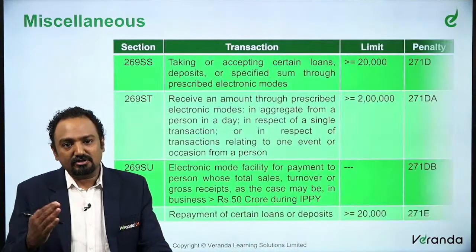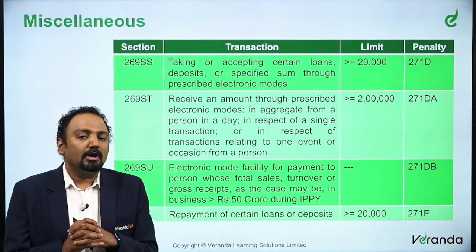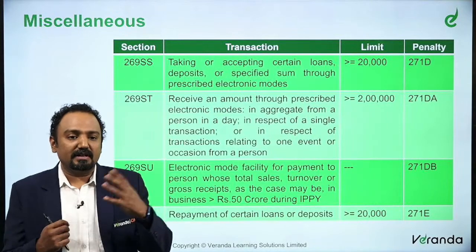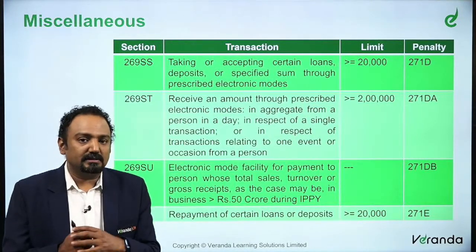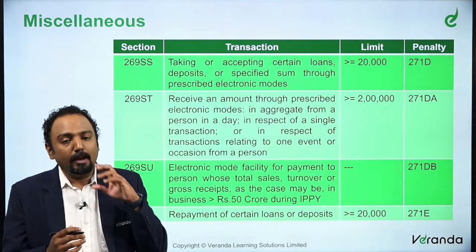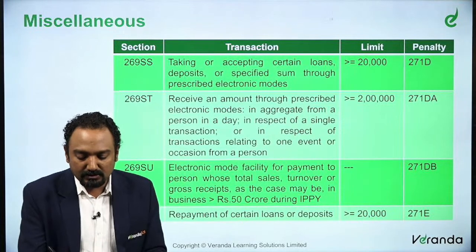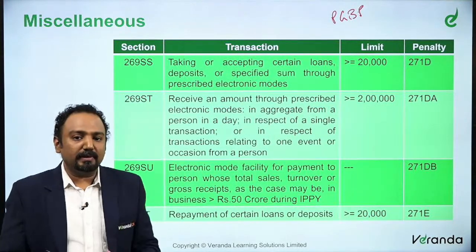So, we will start with the concept of miscellaneous provisions. There is a chapter called miscellaneous provisions. Typically, when you say the word miscellaneous, it is something that has not been covered in the rest of the chapters. But whatever we are going to cover is relevant to PGBP, that is, profits and gains of business or profession. So, these provisions are related to PGBP only.